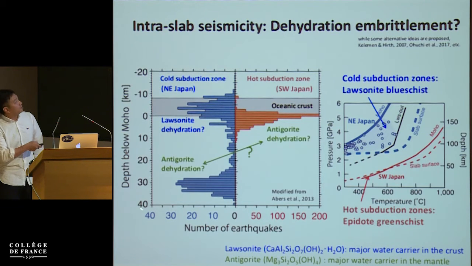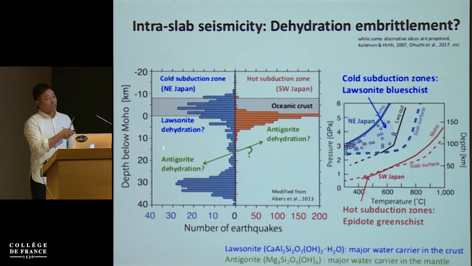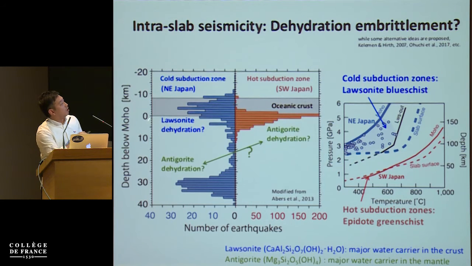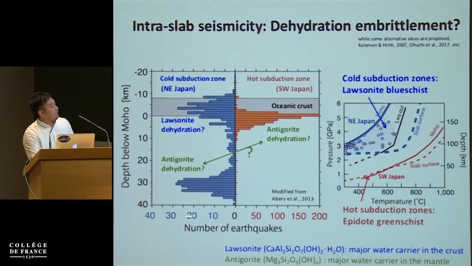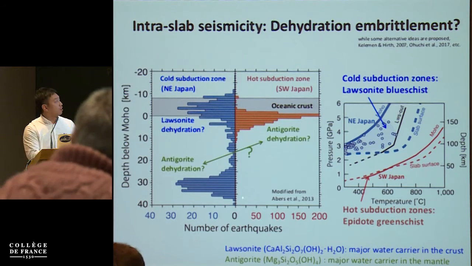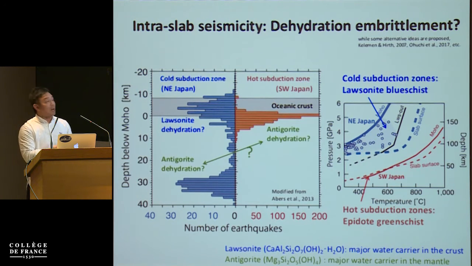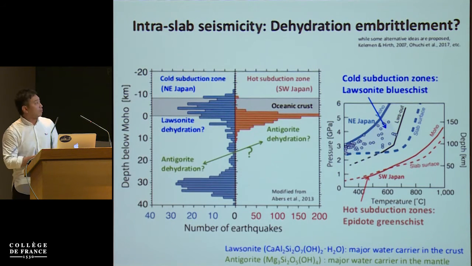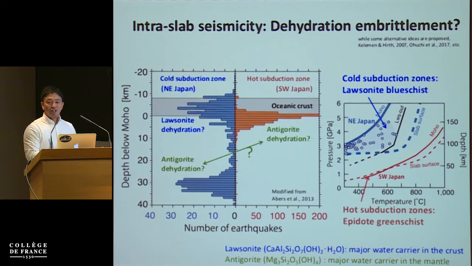If you plot the distribution of these intermediate depth earthquakes, it looks like this. The vertical axis is depth below Moho, so here is the Moho, and the horizontal axis shows the number of intermediate depth or intra-slab earthquakes. At a cold subduction zone, we have double peaks: one located within the oceanic crust, and the other within the mantle. On the other hand, at a hot subduction zone, we have a single peak, and this peak is located exactly on the Moho. So why is it different, even in Japan?